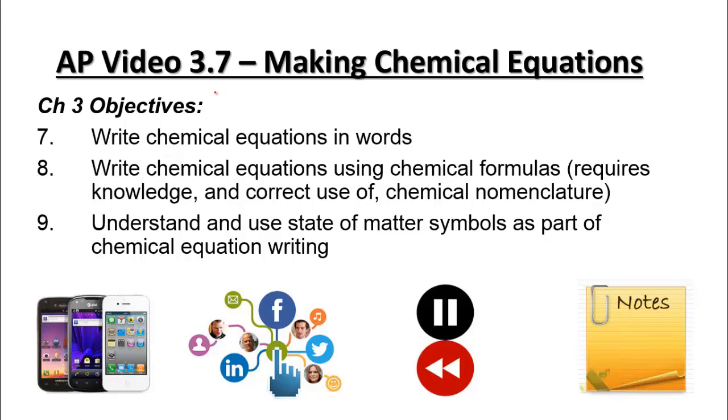Welcome to AP Video 3.7, looking at making chemical equations. Main objectives: write a chemical equation in words, write a chemical equation using chemical formulas, and also be able to use the right states of matter symbols as part of the chemical equations.